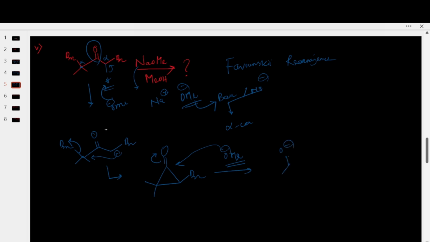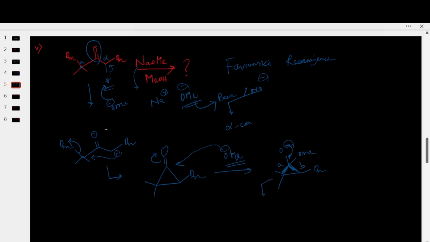Then it will form this species. OMe over here, bromine here, methyl group. Now the electron over oxygen comes back. Now there is a possibility of breaking of two bonds. Either this bond will break, otherwise this bond will break. Let's say it is A and it is B.